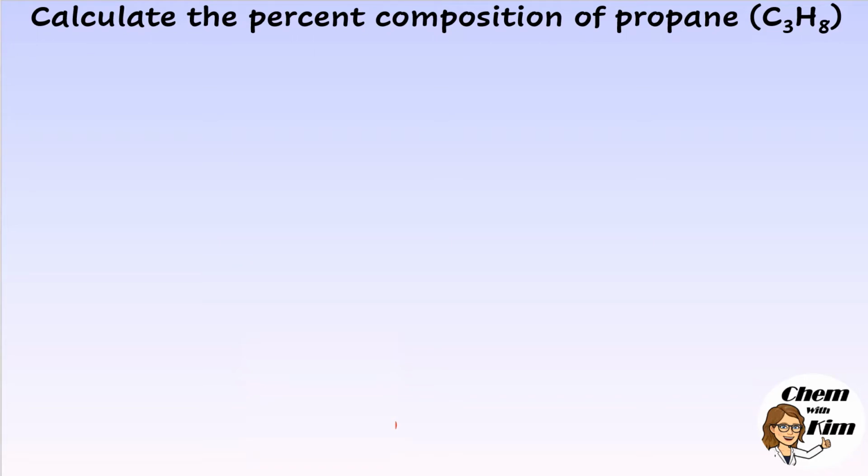Now let's try to find the percent composition of propane, C3H8. Since it doesn't specify which element we need to find the percent of, that means we need to find the percent of both. So let's start by finding the molar mass of the compound.